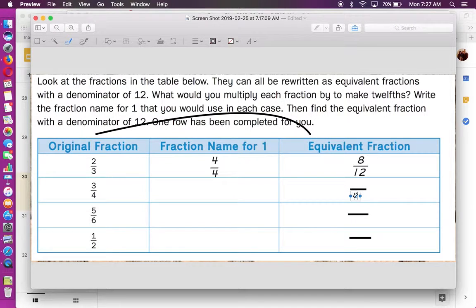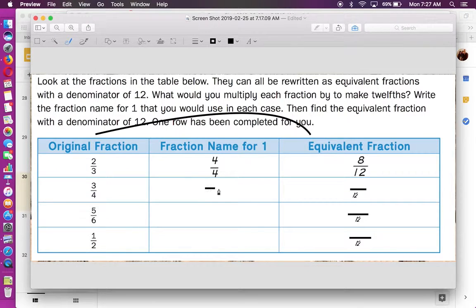And so I'm going to put a 12 here. I'm going to put a 12 here. And I'm going to put a 12 here. So the ultimate goal is to get 12s on the bottom. So 4 times what gives me 12? Well, I know 4 times 3 gives me 12.